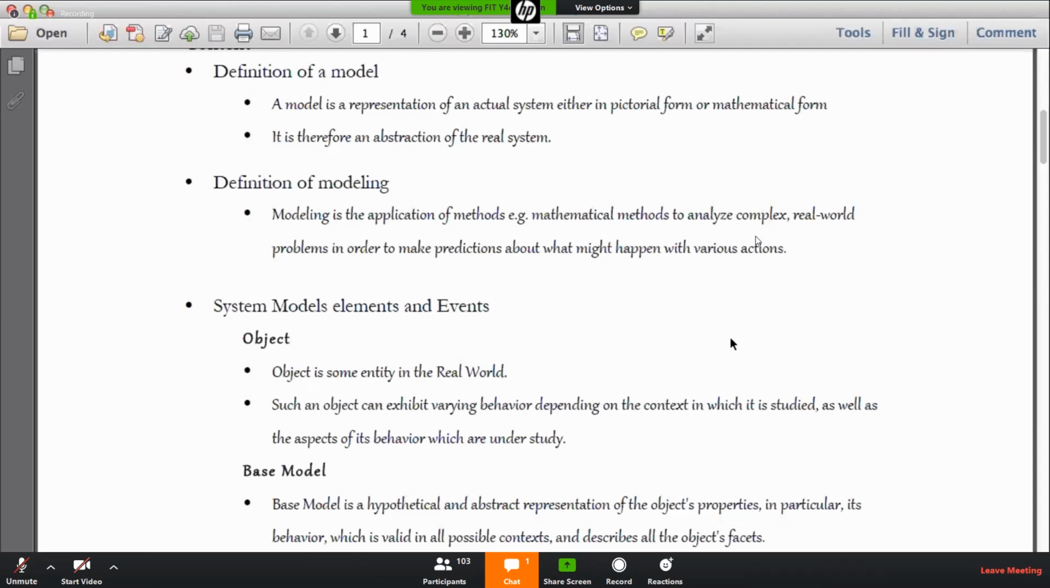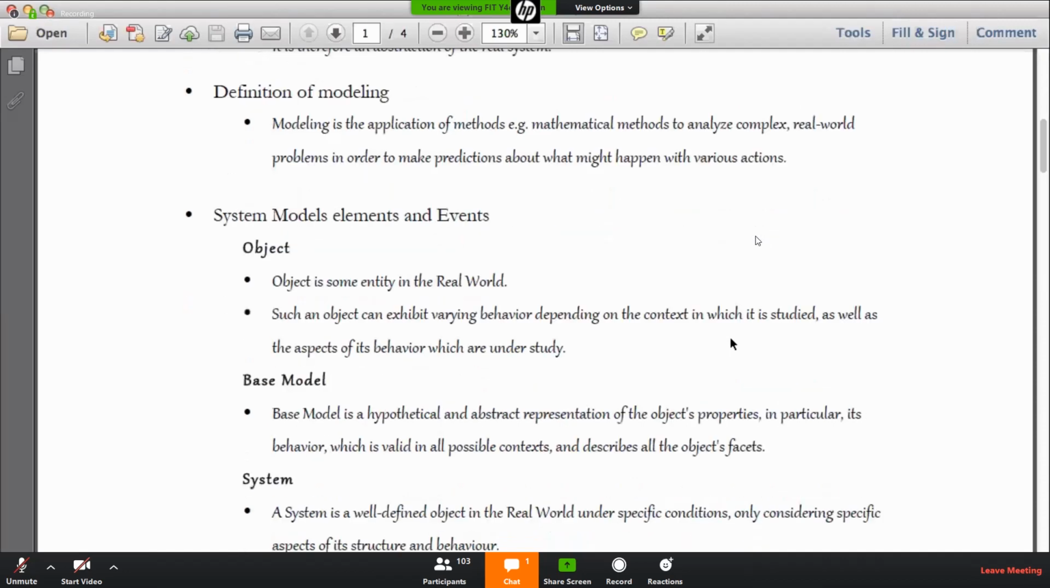If I use the example of an abstract class, you implement it differently under different circumstances, and that's what we call possible contexts. So that also becomes what we call a model. What is its importance here?